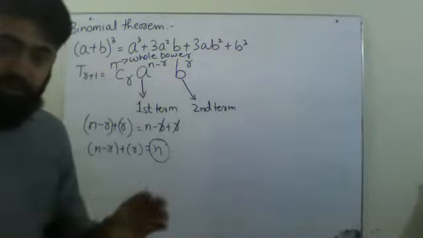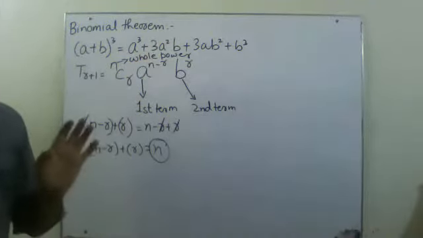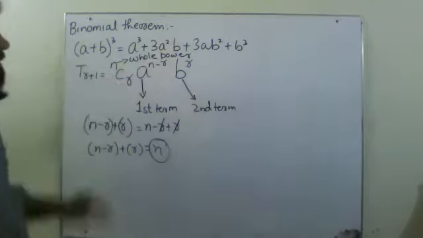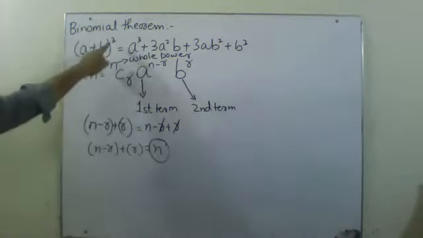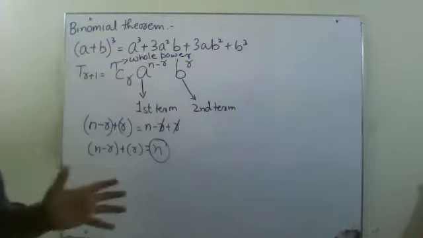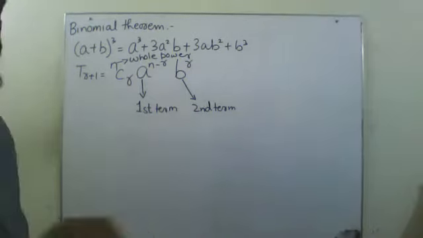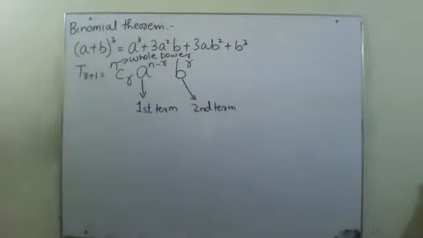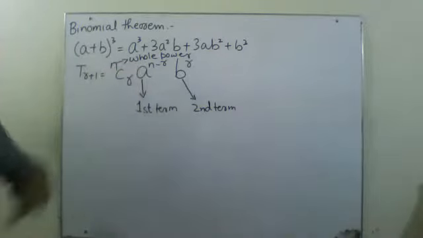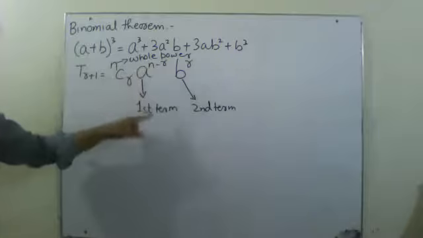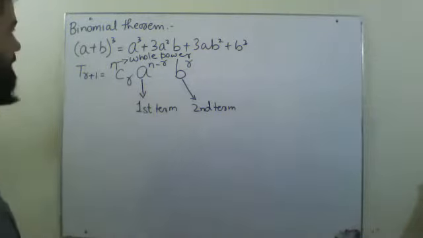So in each term, if you add the power of the given variable, it will mostly equal the given whole power of the bracket. Okay, not in every case, but mostly it will happen. Now after this, I have explained that n will always represent the whole power. A is the first term, B is the second term. Okay, these things I have explained to you over here.